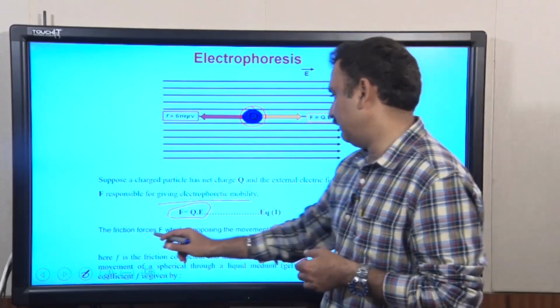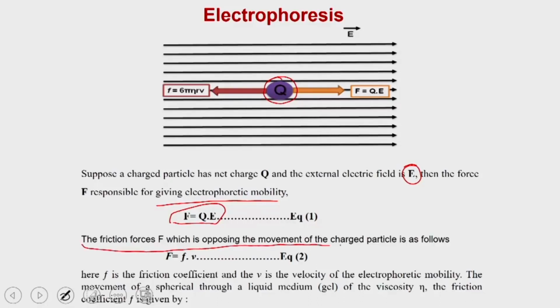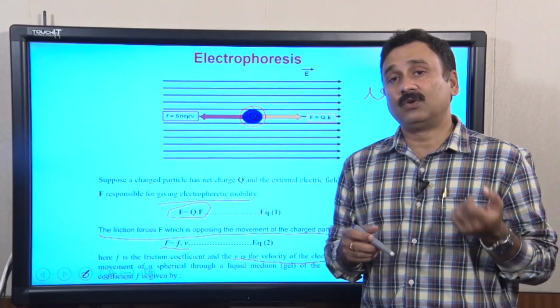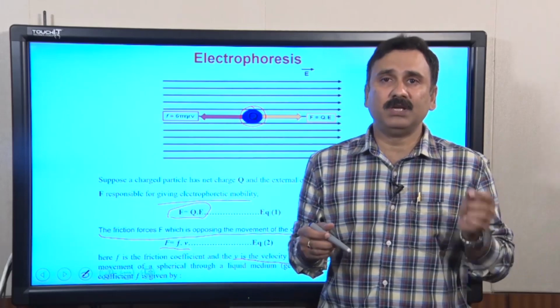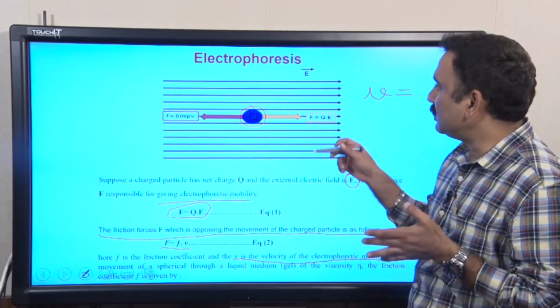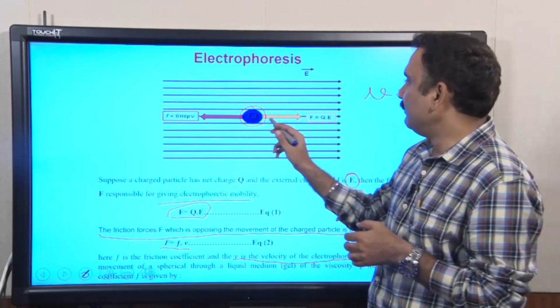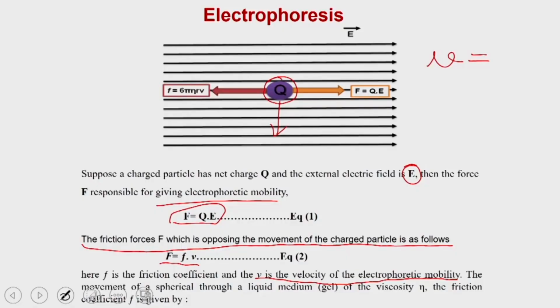The frictional force is going to oppose the movement of the charged particle, which is going to be F equal to fv, where f is the frictional coefficient and v is the velocity, the electrophoretic mobility. So if the molecule is running with a velocity of v, the friction is going to be fv. The molecule is going to be immobilized, it is going to stop running, where the net force on this molecule is going to be 0.